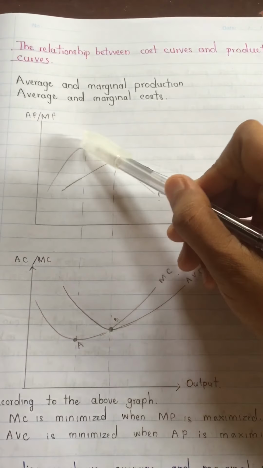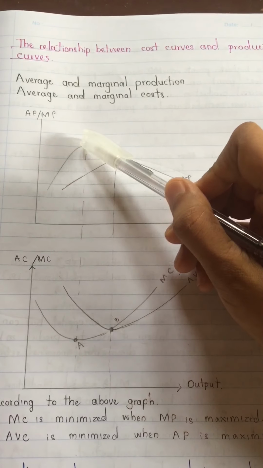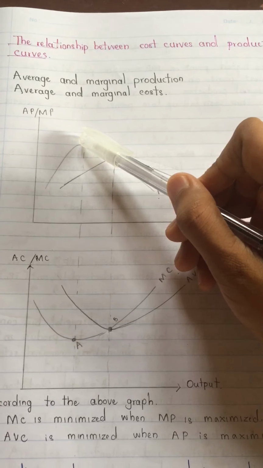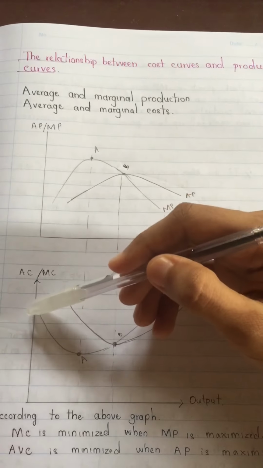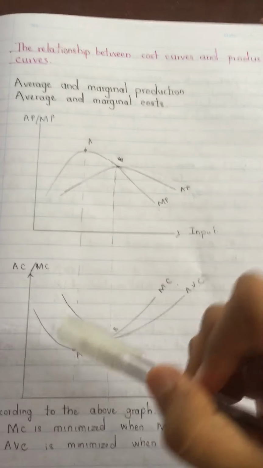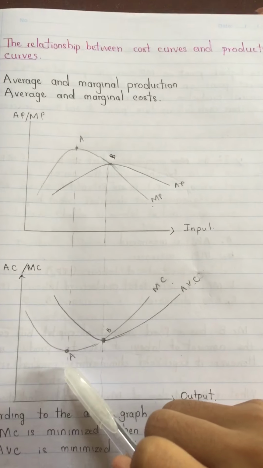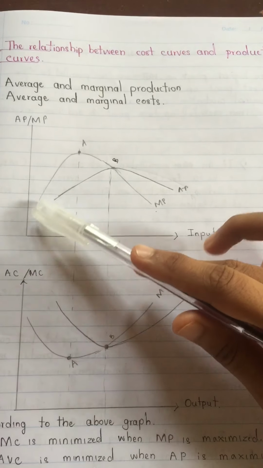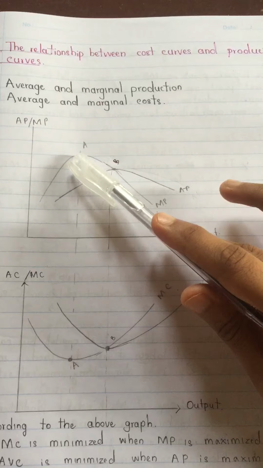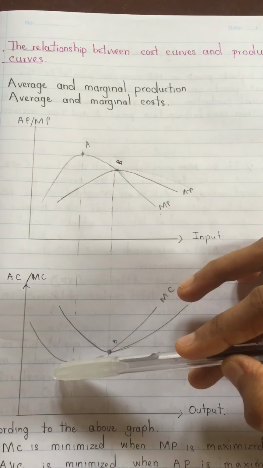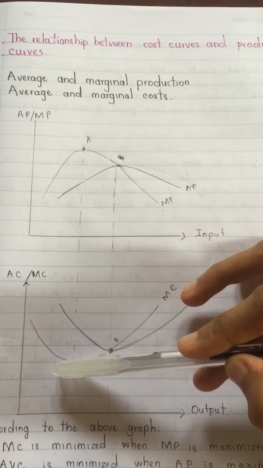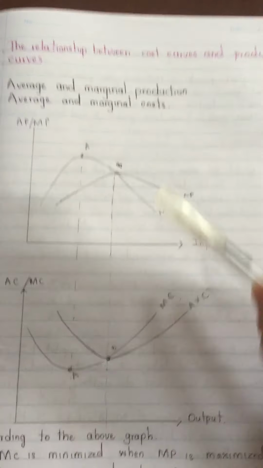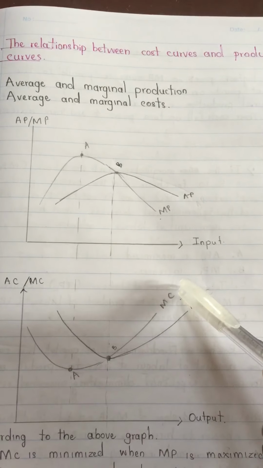So when the marginal product curve is increasing, rising, at the same time the marginal cost curve is falling. This is because when you produce more and more, up to a certain point your marginal cost is falling to the minimum, and then it is rising. Okay, then the cost is rising.